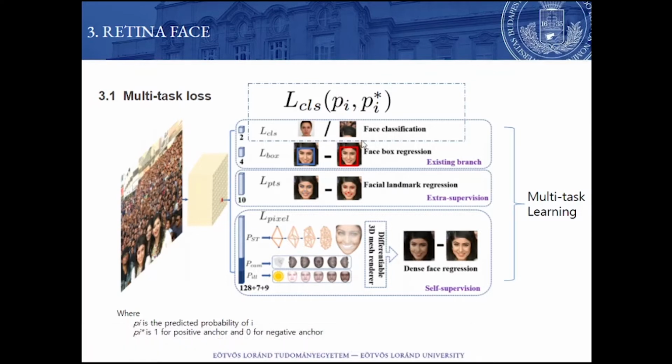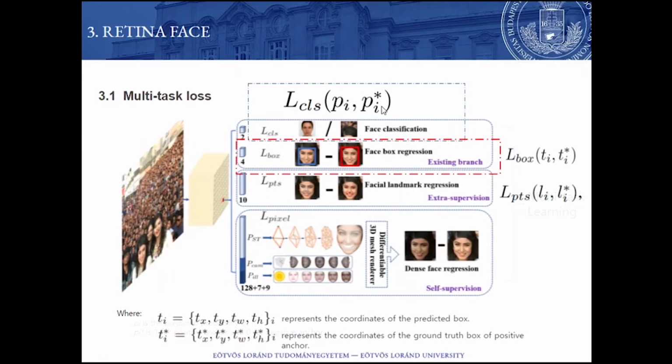For box regression loss, the ground truth box is associated with the positive anchors, and we normalize the box regression loss target. Here, pi and pi star: pi is the predicted probability of an anchor i, and pi star is 1 for a positive anchor and 0 for a negative anchor. The box regression loss is denoted by L box, and the facial landmark regression is denoted by L pts. Ti and Ti star represent the coordinates of the predicted box and the ground truth box of the positive anchor.